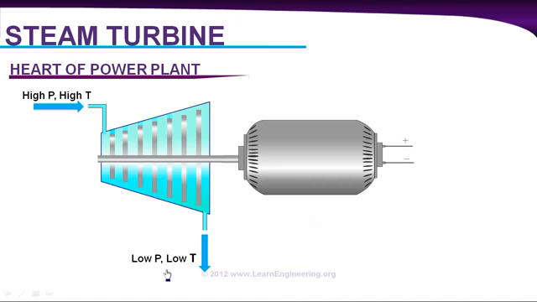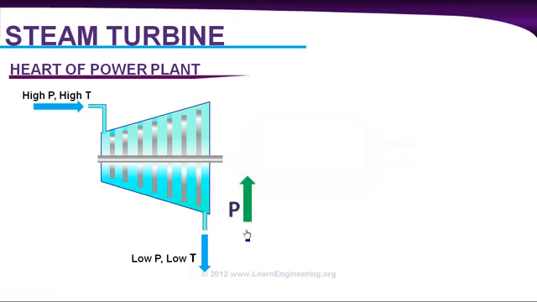So that exactly is our challenge in a steam power plant: how to convert this low pressure, low temperature steam back to its original state, meaning to high pressure, high temperature steam. Before finding how to do this, we will analyze this process more thermodynamically.